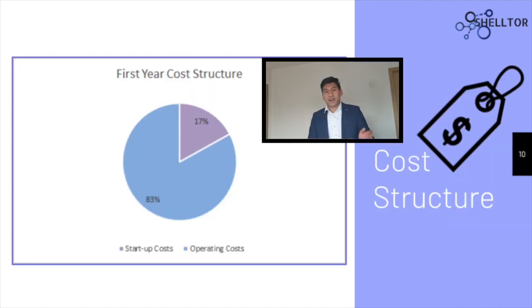The cost structure for Shelltor for the first year of operations, 17% of the total costs needed are going to be dedicated to startup costs. This will allow Shelltor to hit the ground running. The remaining 83% of the total costs needed are for operating costs. These costs are higher than the startup costs because of the need for research and development funds for the first 6 months of the fiscal year.